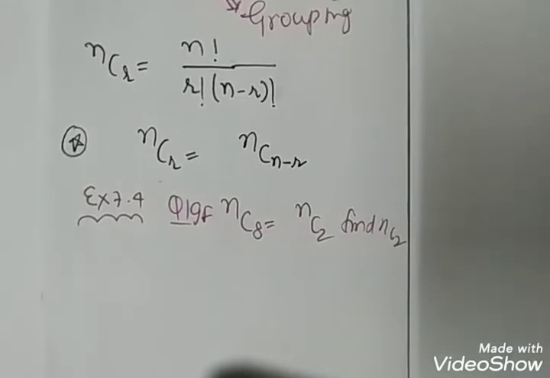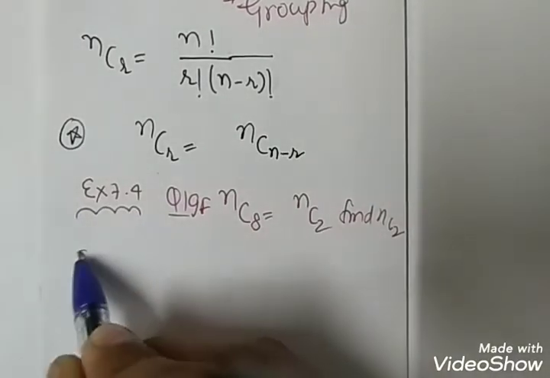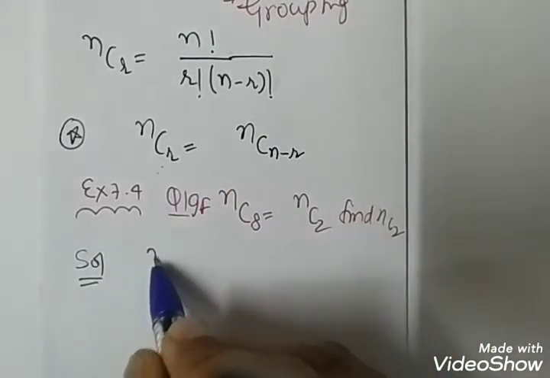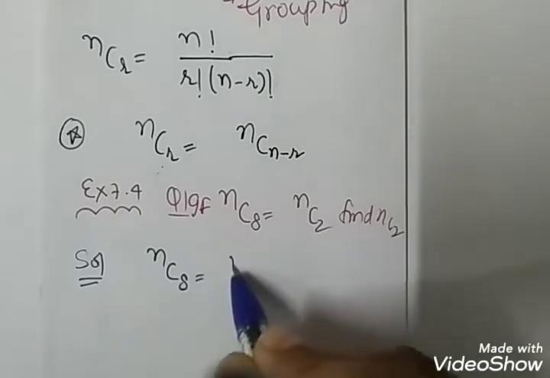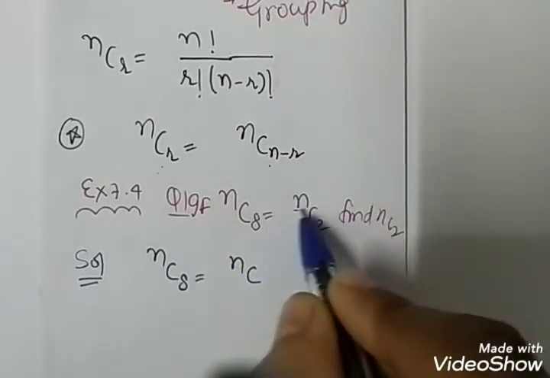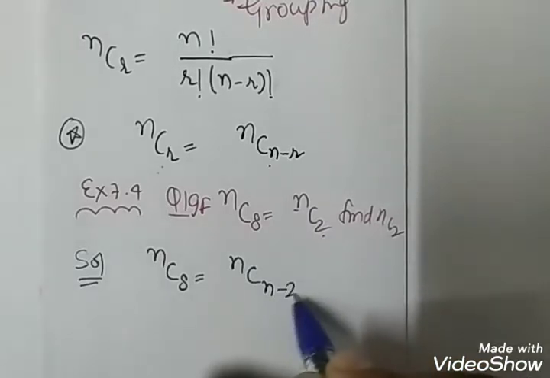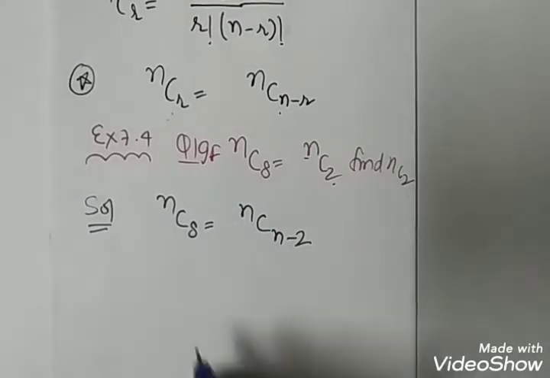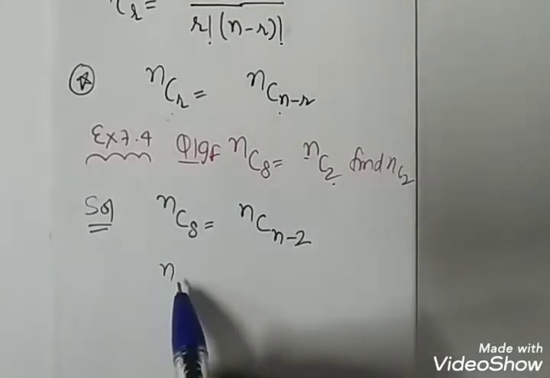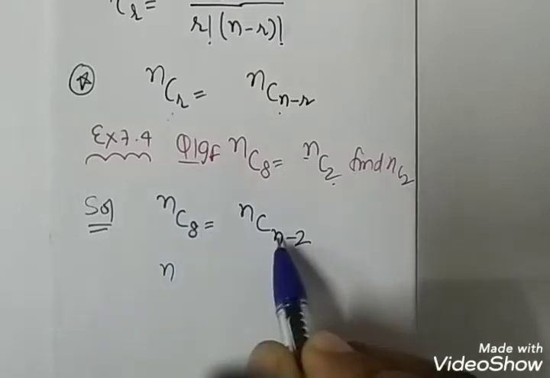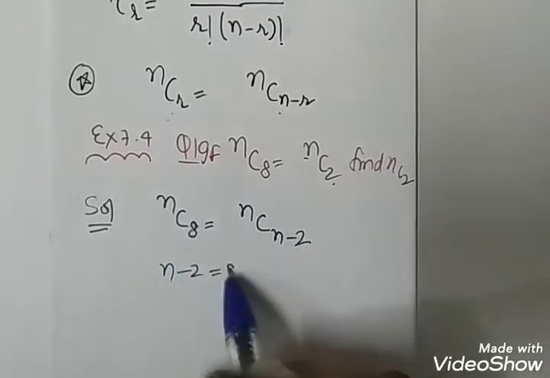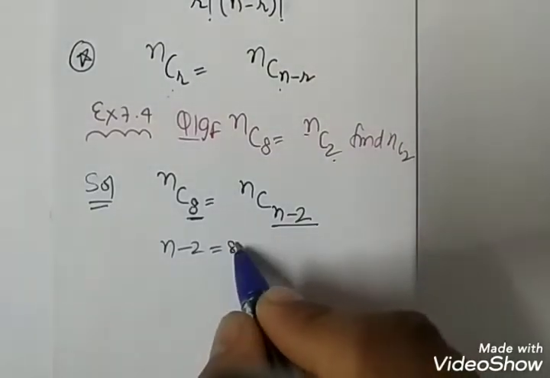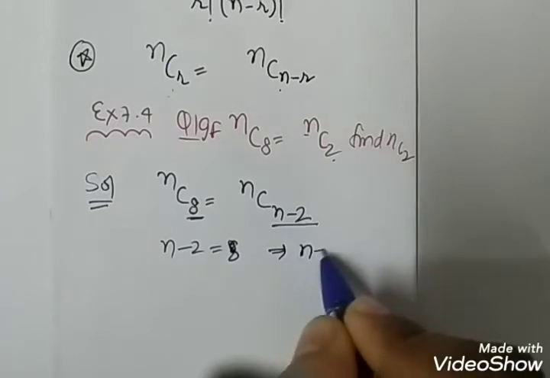So how can we calculate this? We know the formula of combination, nCr equal to nC(n minus r). So nC8 is equal to nC(n minus 2), where r is 2. It's quite easy to solve. If nC8 is equal to nC2, this implies n minus 2 equal to 8. Simple as that, so n equal to 10.